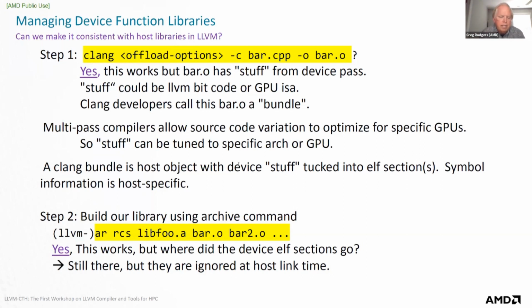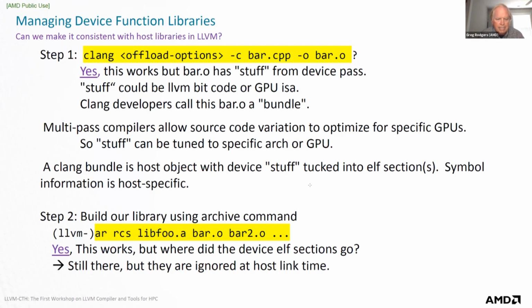Today, thanks to stuff that happened over the last year, a Clang bundle is actually a host object with the device stuff tucked into an ELF section. And the symbol information in a bundle today is host specific. So we're actually good in terms of building a device function library with the first step.